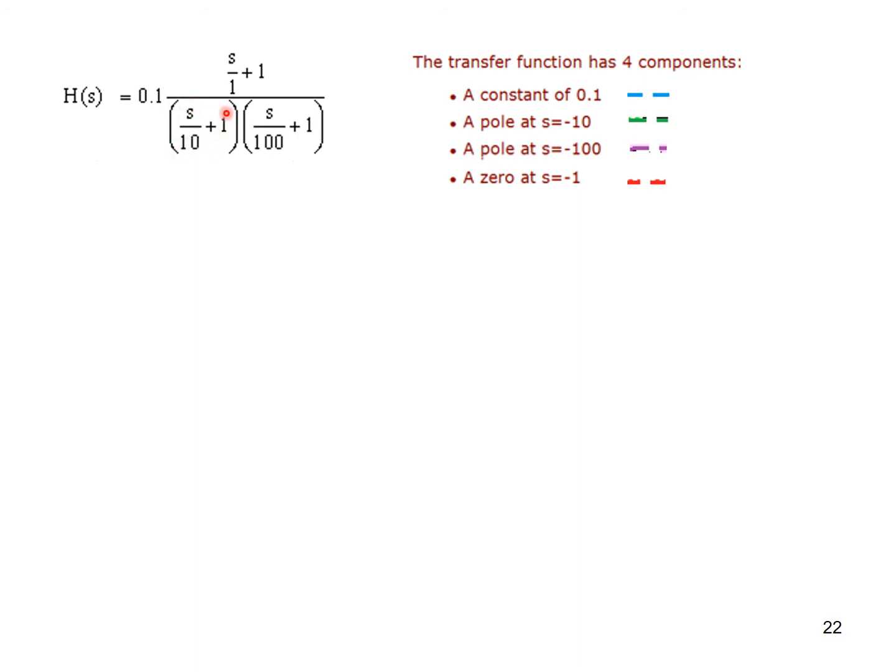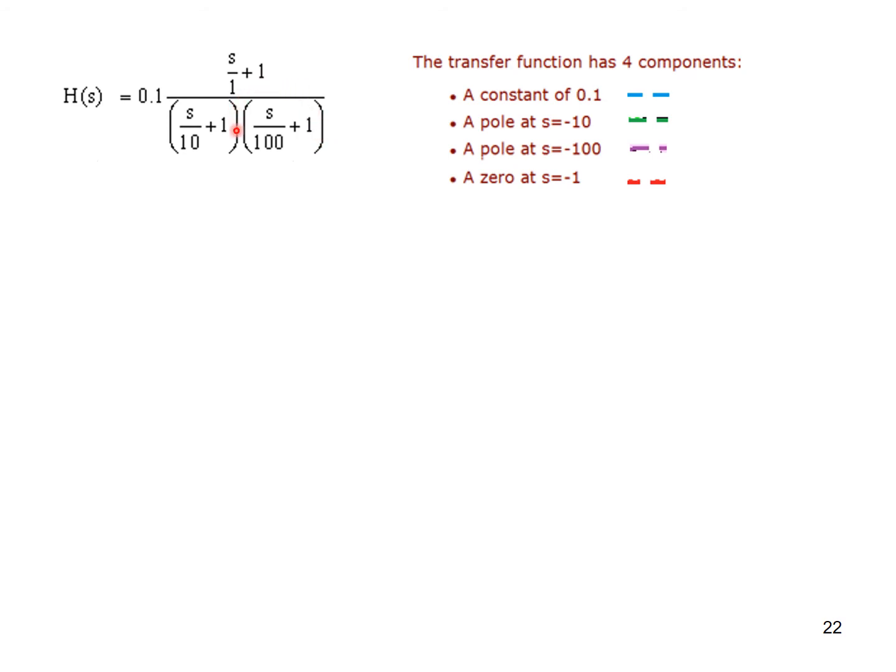We have a pole here. So if we equate this equal to 0, that means s is equal to minus 10. So s is equal to minus 10, or we just write 10, is the corner frequency for this pole. So there will be a slope down at this frequency, and since the power is 1, therefore the slope is 20 dBs or minus 20 dBs down.